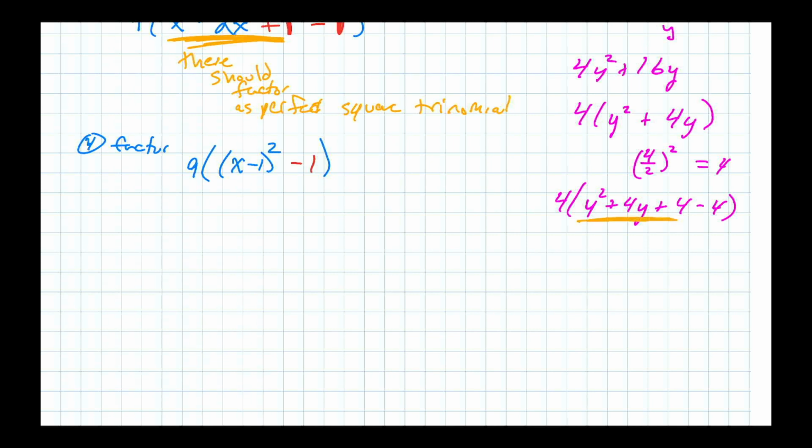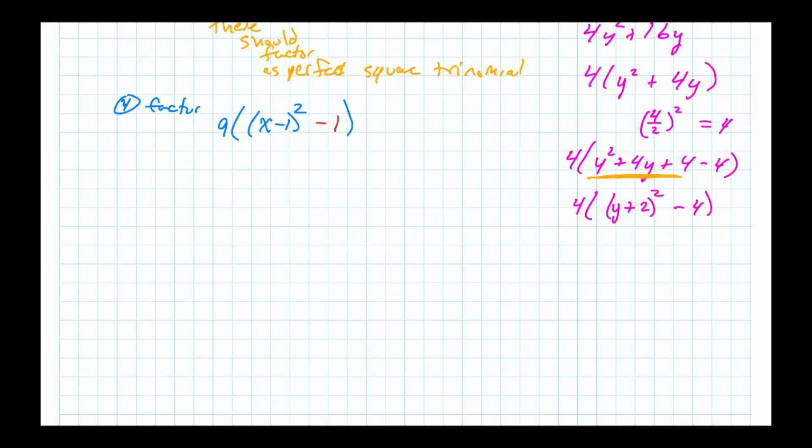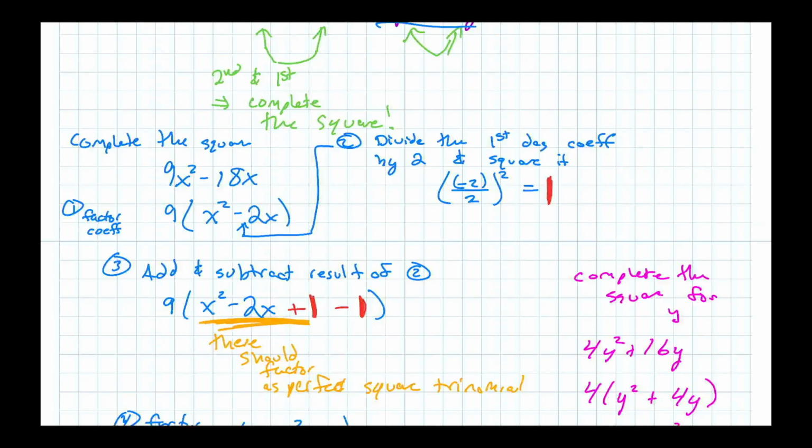That part should factor as a perfect square trinomial. So you end up with y plus 2, looks like, squared, and then minus 4. And we get this. Okay, so I just completed the square twice. So now if I go back to the beginning of my problem here, I've got, where is it?